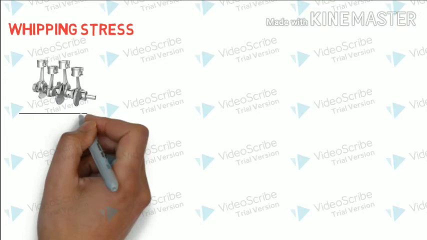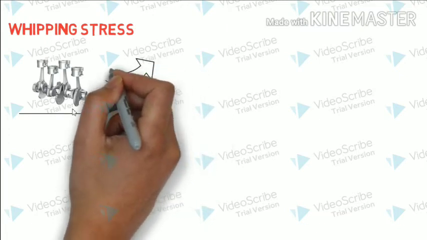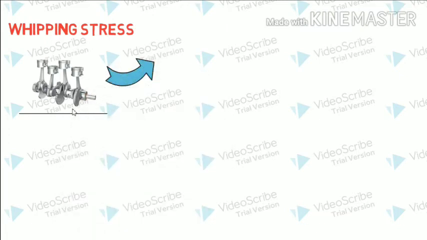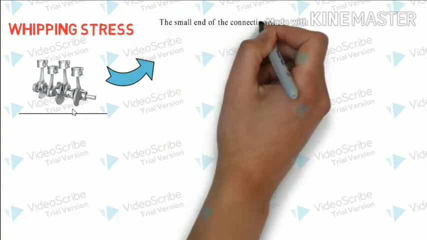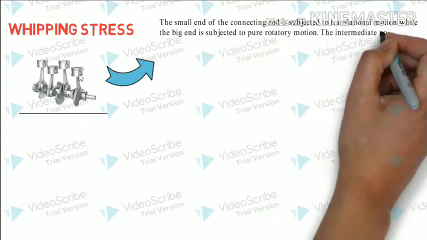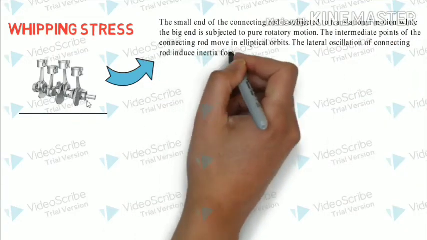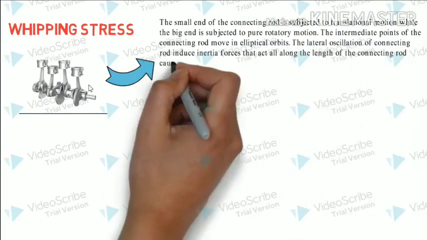Now let us find out how to find the whipping stress acting on a connecting rod. So what exactly is this whipping? To understand this, let us see the working of this connecting rod. One part of this is connected to the piston, and the second part is connected to the crankshaft. The part which is connected to the piston will be executing a reciprocating motion, whereas the part which is connected to the crankshaft will be in a circular, pure rotary motion.